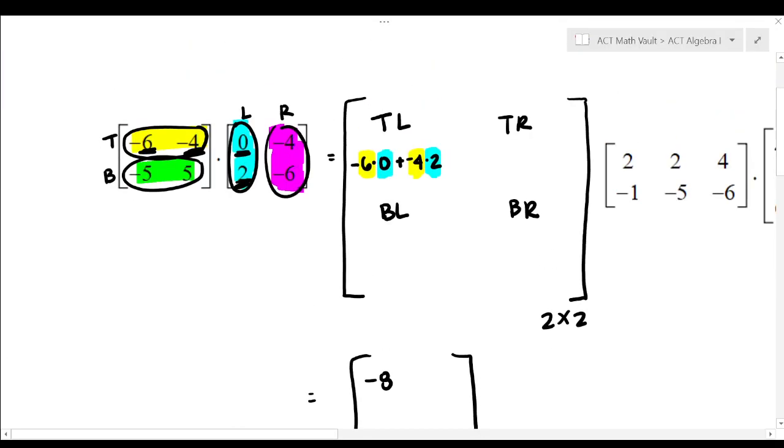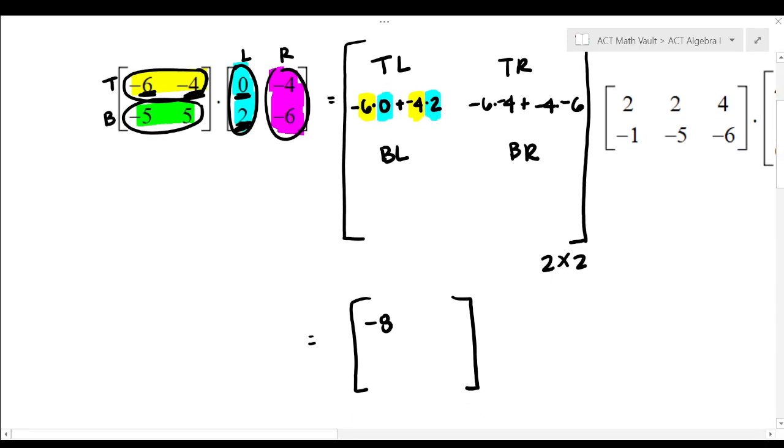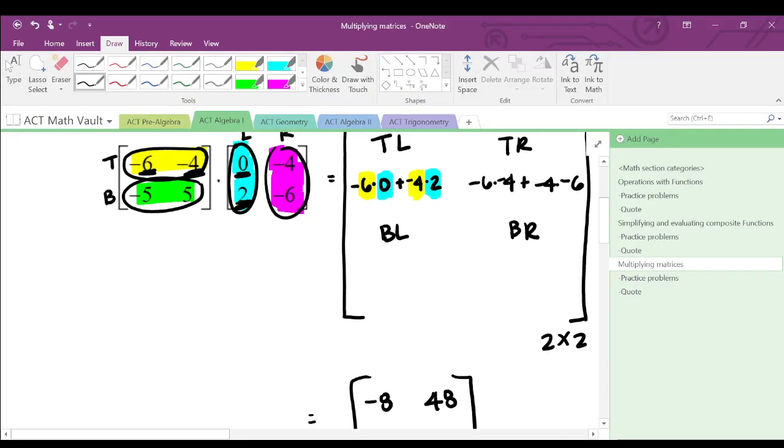Okay, top with the right will give me the top right. -6 times -4 plus -4 times -6. That is -24, or positive 24, plus positive 24. So that would give me a positive 48 here. And then to note where all those numbers came from, remember we had this, and then in pink it would be this. Okay, next, -5.